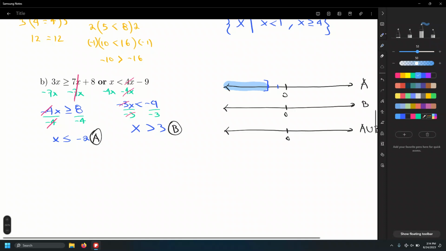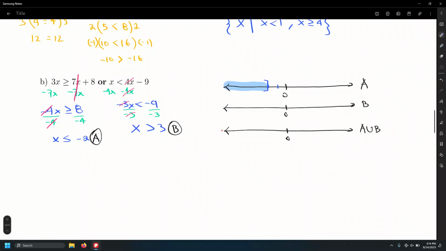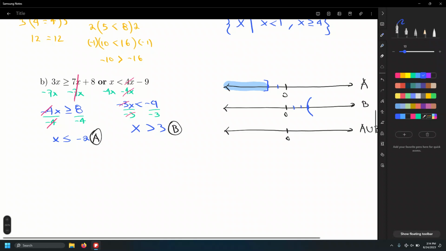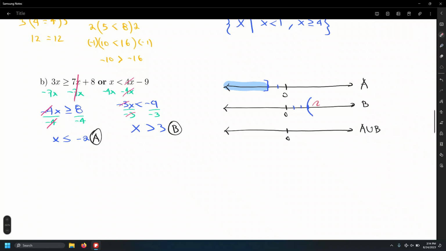And in this case, we're going to shade towards the left because it's less than. On the other hand, I'm going to go to the number 3 for set B. That's going to be 1, 2, 3. But in this case, the inequality symbol gives us a sense of direction towards the right, so we're going to shade towards the right, but with parentheses. I'm going to use a different color for this and shade all the way to the right.